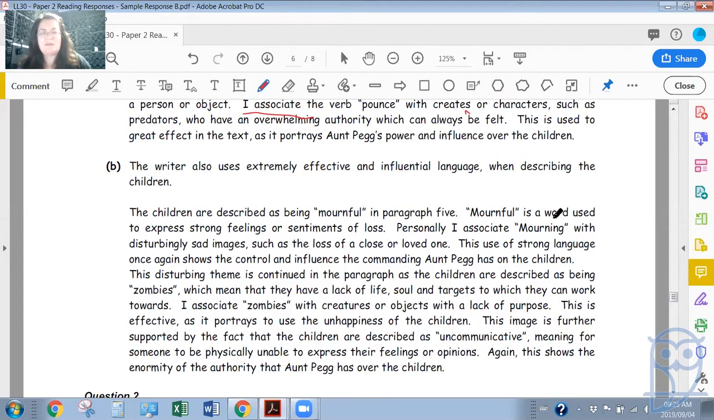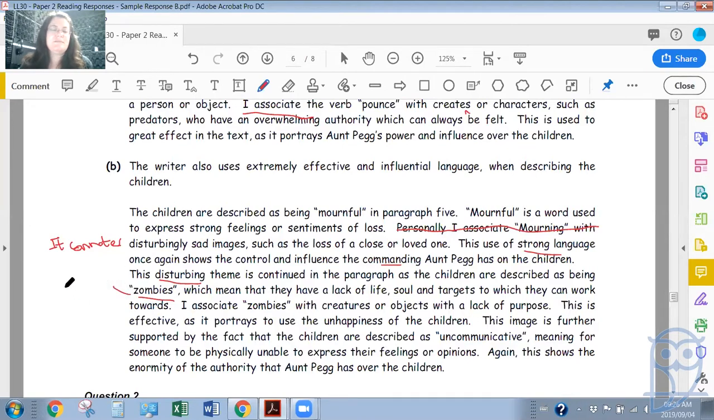Personally, I associate mourning with, this really isn't necessary. So you could say it connotes disturbingly sad images such as the loss of a close or loved one. This use of strong language or emotive language, something that moves the emotions, once again shows the control and influence the commanding Aunt Peg has on the children. That's a lovely adjective there. She is very commanding. This disturbing theme is continued in the paragraph as the children are described as being zombies.